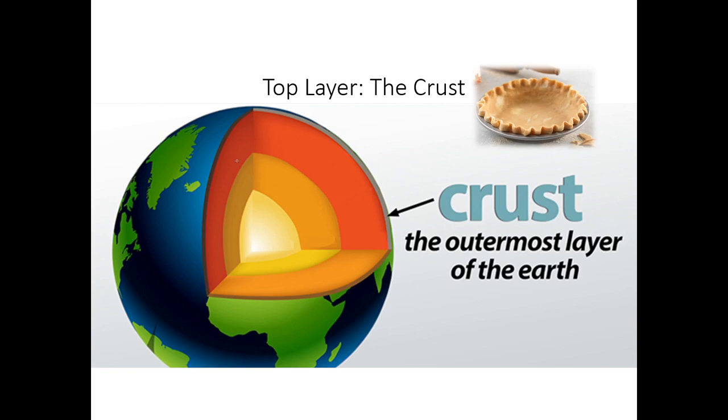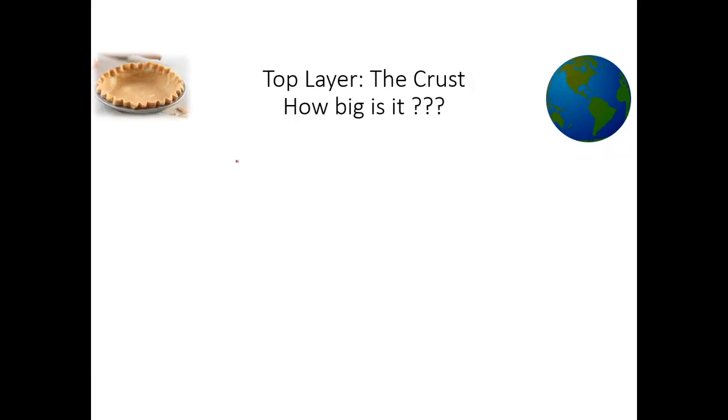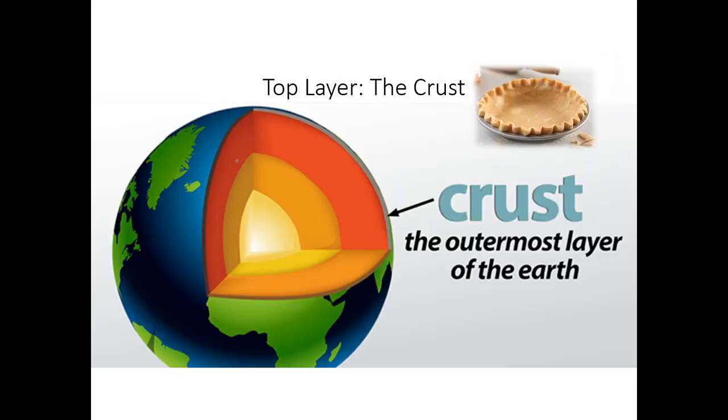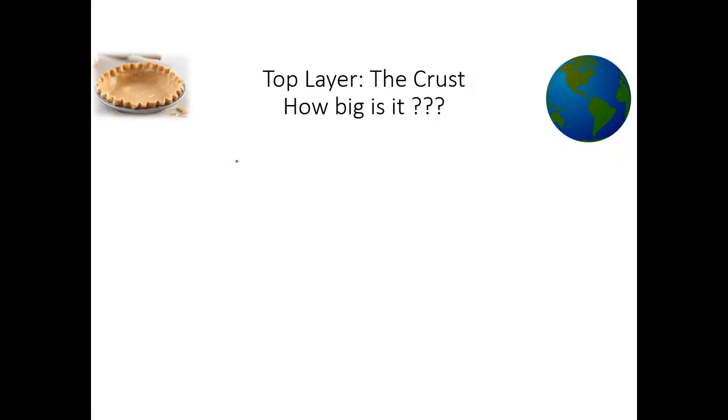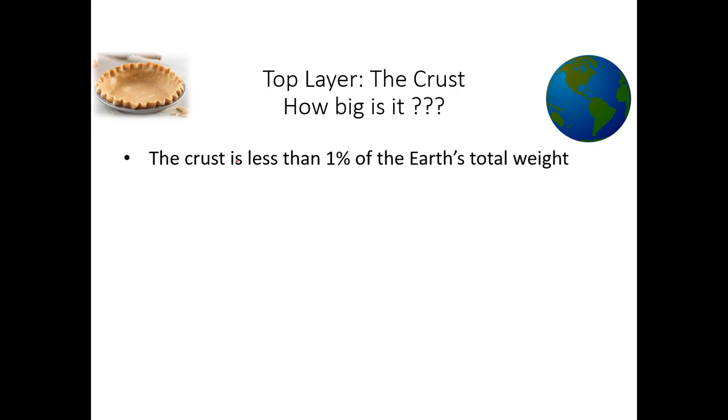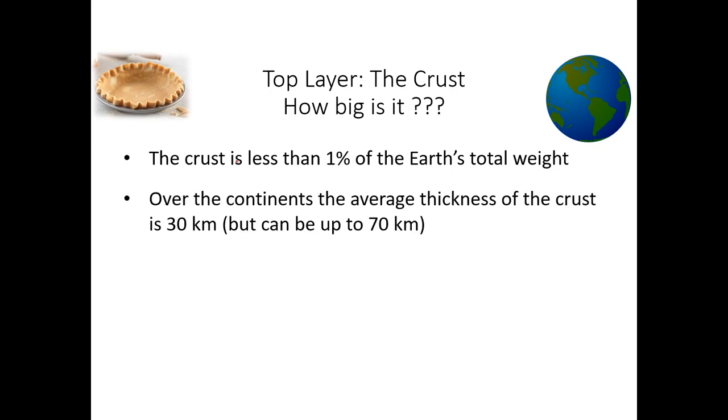Okay, so we're going to take a little stroll through the Earth and look at each of these layers in more detail. So first layer is, as you know, the crust, right? The crust is that outermost layer of Earth, and it's not very big, okay? It's only 1% of Earth's total mass. It's not even 1%. It's actually 0.6%.